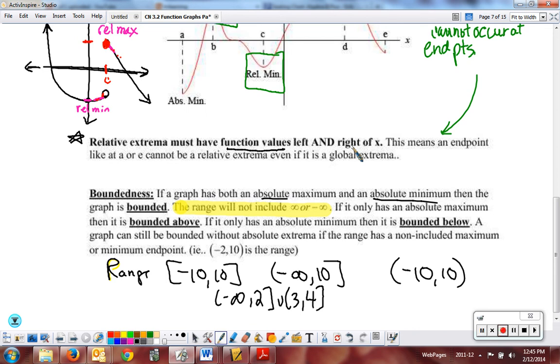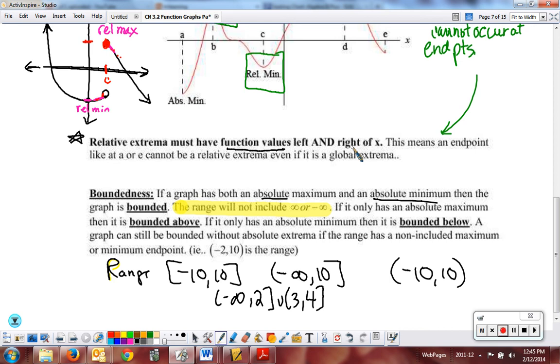Then we got into this idea of boundedness. Basically, the layman's definition is you're not bounded if the graph in your range, your y values, get to infinity or negative infinity. Does that make sense? Because infinity is unbounded. If I'm infinity all the way up there, that's unbounded. It doesn't matter what happens in the middle.